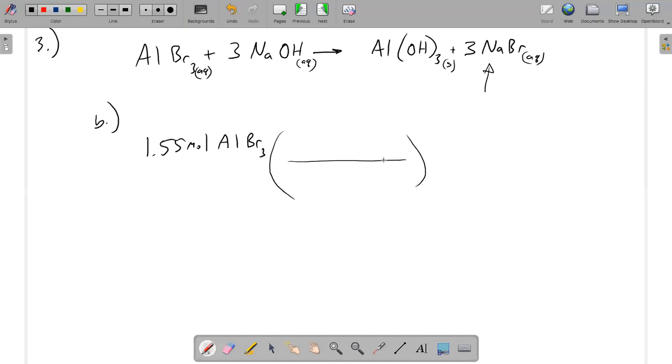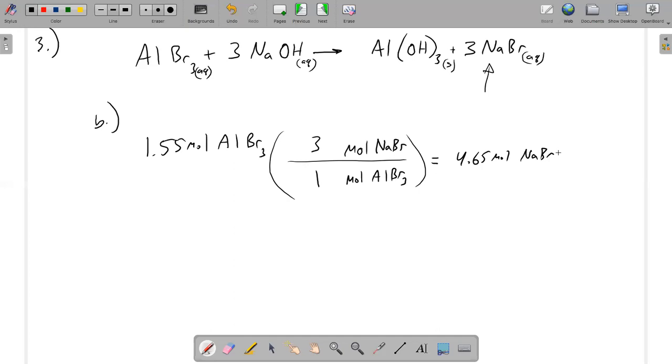So you can use a conversion factor, and this unit that you start with, we had 1.55 moles of aluminum bromide. Moles of aluminum bromide goes in the denominator, and we want to figure out how much sodium bromide, NaBr. And in the equation, the ratio is 1 to 3. So for every 1 mole of aluminum bromide, you get 3 moles of sodium bromide. So 4.65 moles sodium bromide.